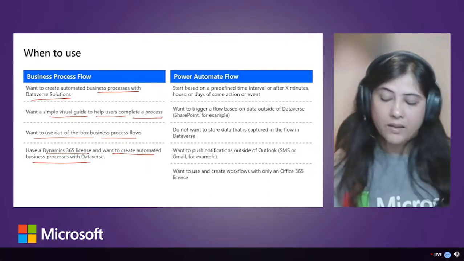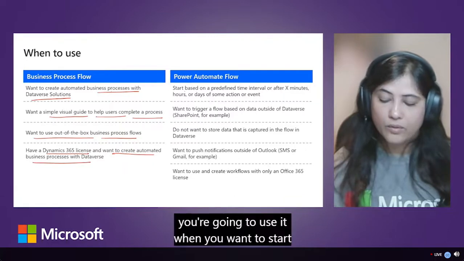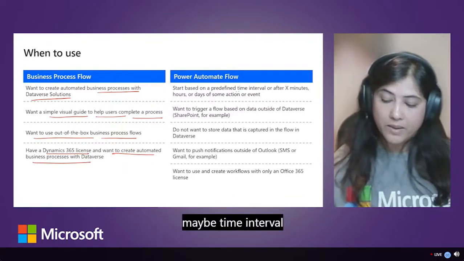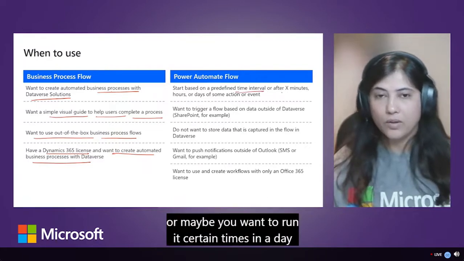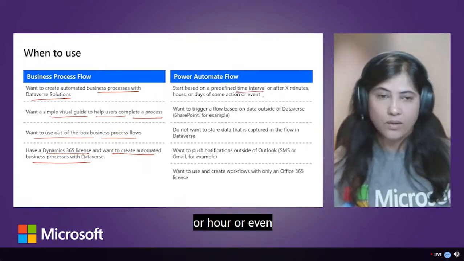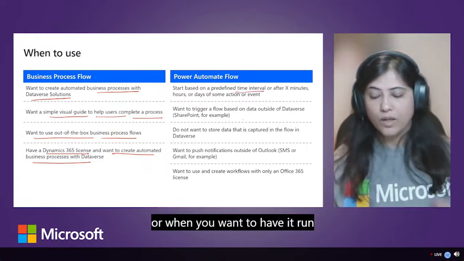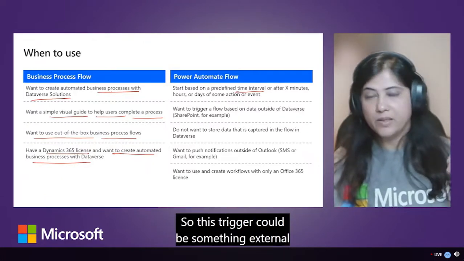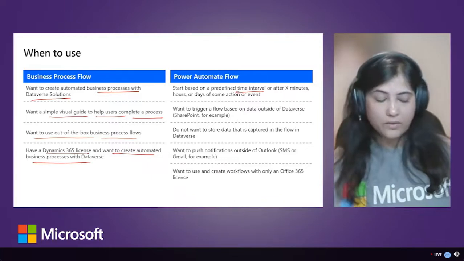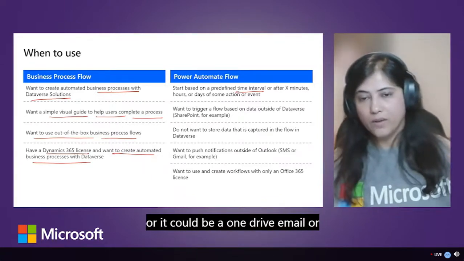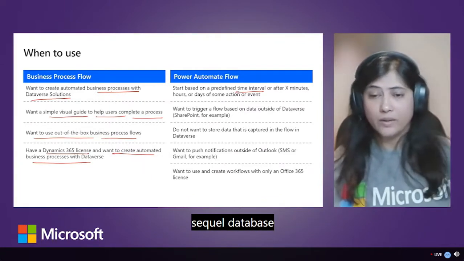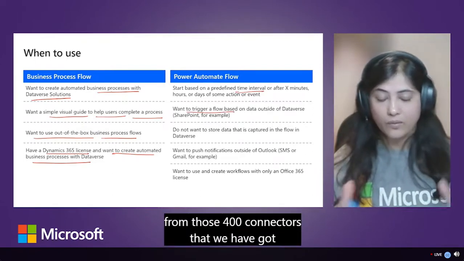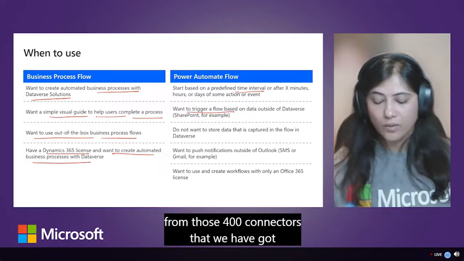On the other hand, the Power Automate flow, you're going to use it when you want to start it based on some predefined time interval, or maybe you want to run it certain times in a day or hour, or an event, or when you want to have it run on a trigger. So this trigger could be something external to Dataverse. It could be your SharePoint, or it could be your OneDrive, email, or SQL database, or something else. So you can have any trigger from those 400 connectors that we have got.